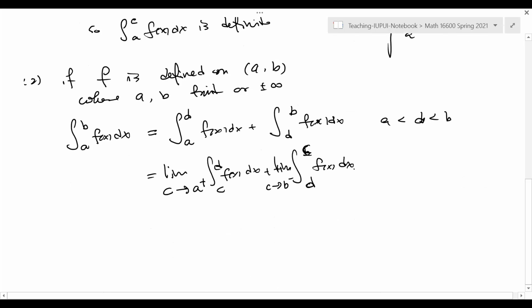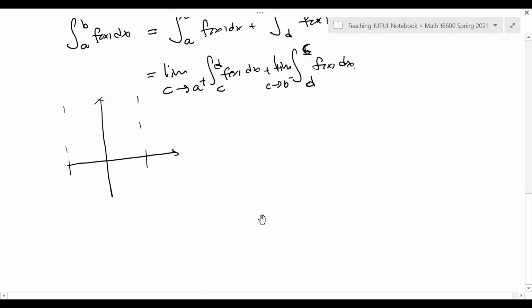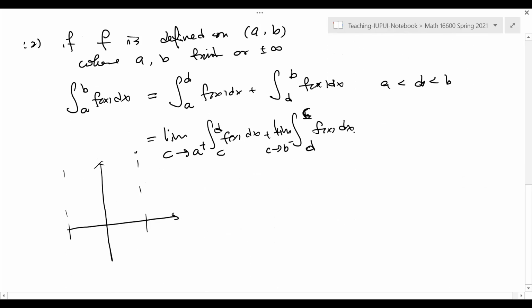Now the second case is where the function is not defined on both sides. If a and b are finite, then it looks like that. Remember the picture for tangent x, right? It could be like this on both sides, with negative pi over 2 and positive pi over 2. The function is not defined at the two endpoints.